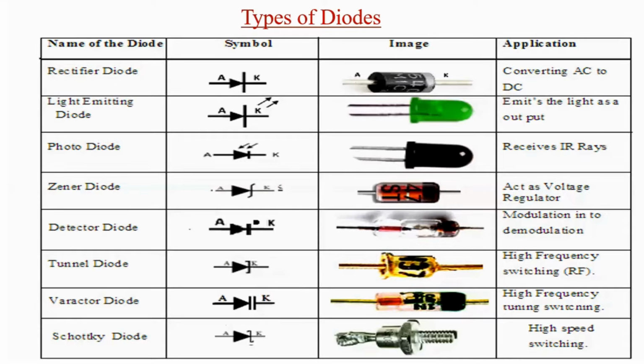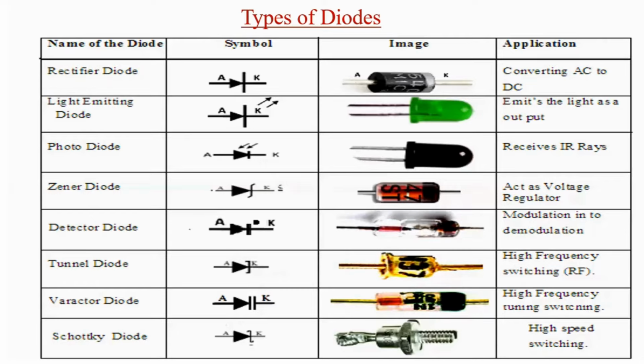Detector diodes: just now we discussed demodulation in radios. When an RF signal is coming and you want the radio frequency to be removed and get the pure signal, that is called demodulation. For that purpose, we use a detector diode.